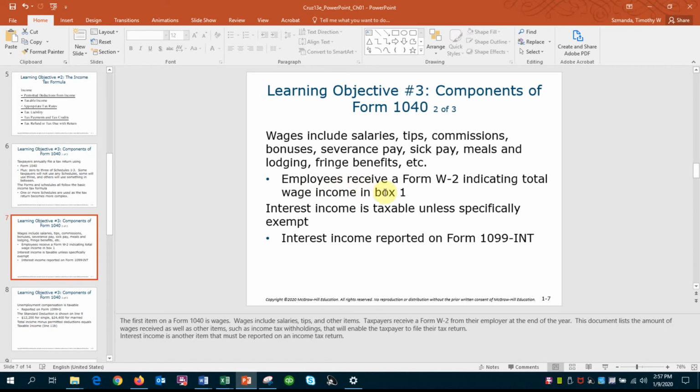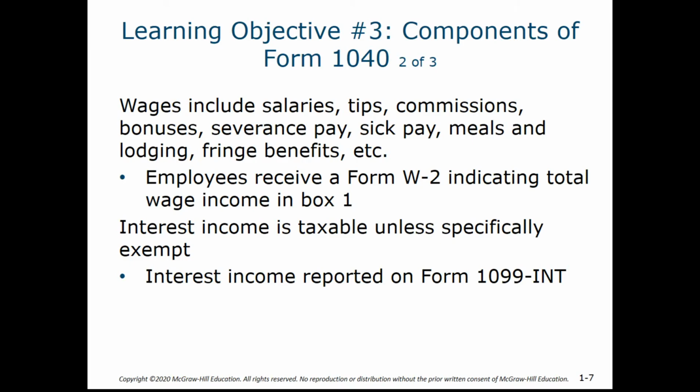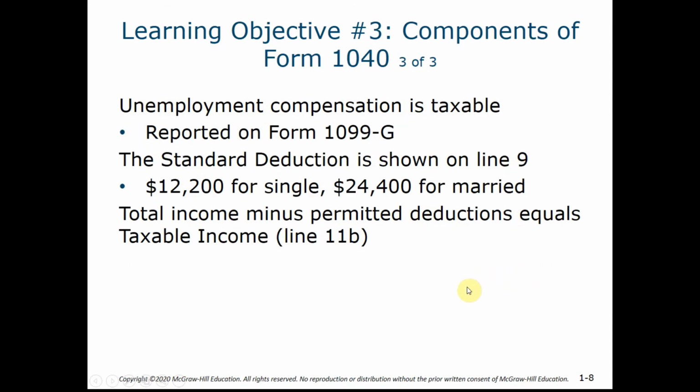As many of you know, employees receive a Form W-2 indicating the total wage and tax that's taxable. It'll also indicate how much tax was withheld, for example, by an employer. Any interest you receive, for example, from a bank would be listed on Form 1099-INT. Another form of compensation is unemployment compensation, where you'd receive 1099-G. And for 2019, the standard deduction shown on line 9 is now $12,200 for single people, and double that, or $24,400 for married.